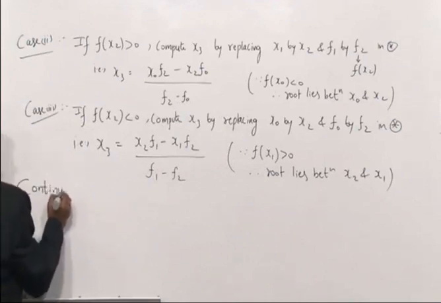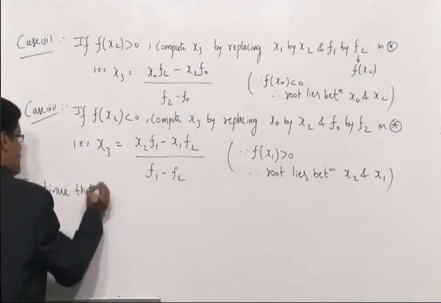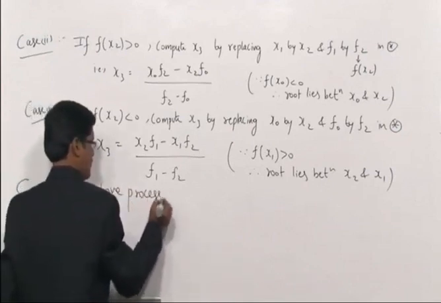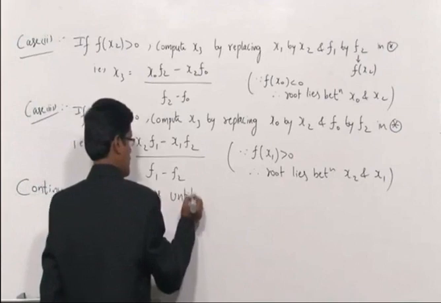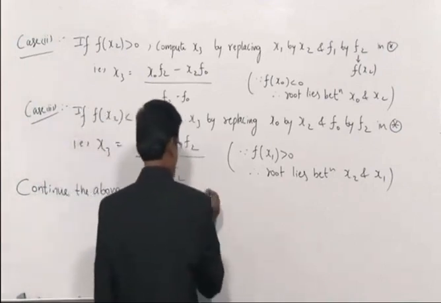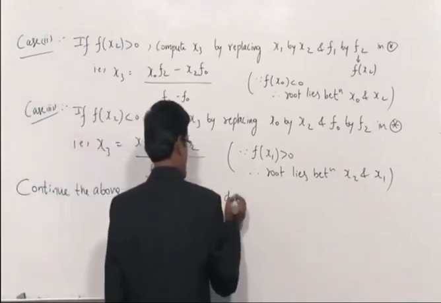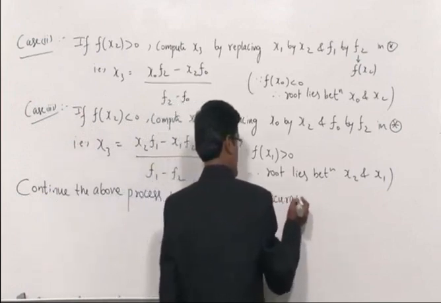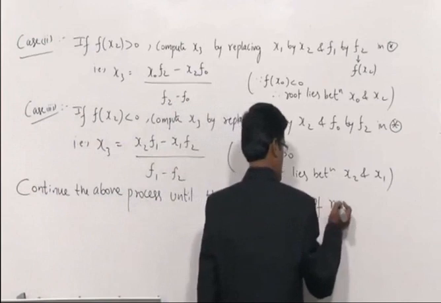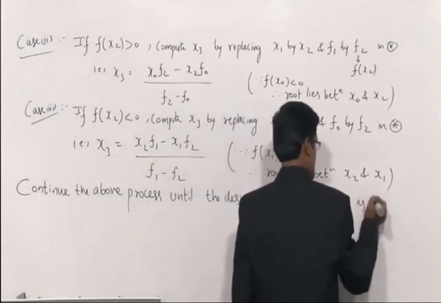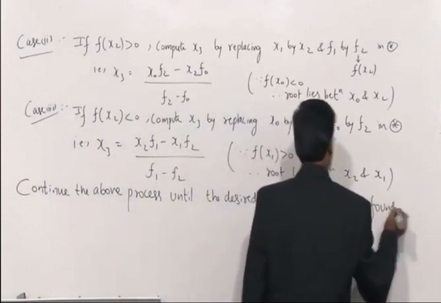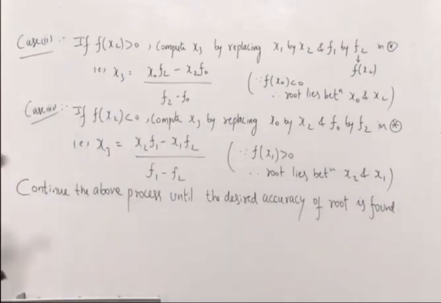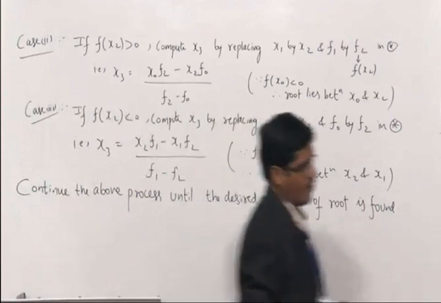Continue the above process until the desired accuracy of the root is found. Just write the same sentence at the end of the bisection method also. Where do you stop the procedure? Until the desired accuracy of the root is found.